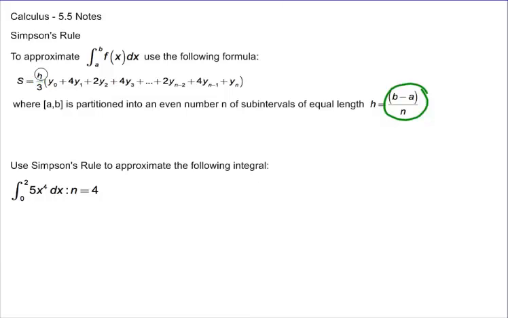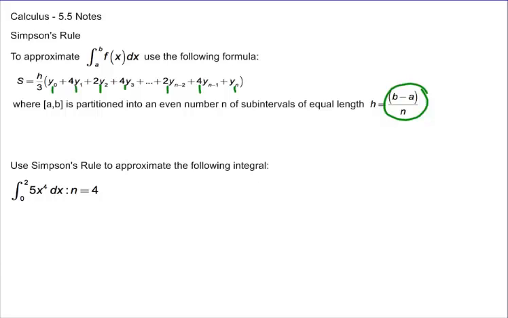Okay. The difference now is I'm going to divide by 3 instead of 2. And then when I look at each height of each partition, notice I'm going to start with my initial height, but then I'm going to do 4 times the first height plus 2 times the second plus 4 times the third. And you follow that 4 times, 2 times pattern all the way till you get to the end. And you need to end it with the 2 times and then a 4 times and then just the final guy. So same steps, but different numbers in front.